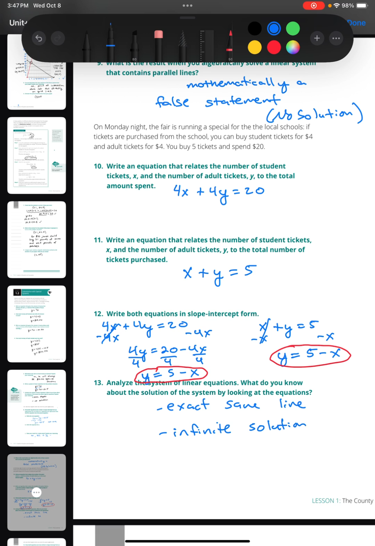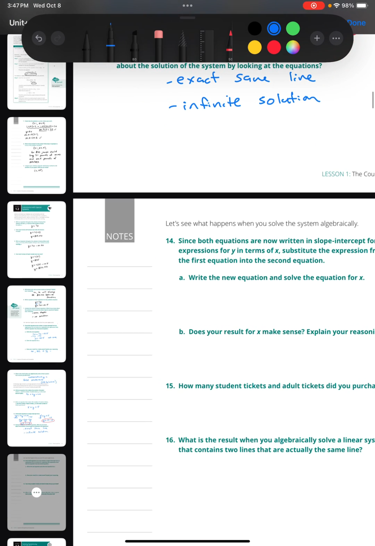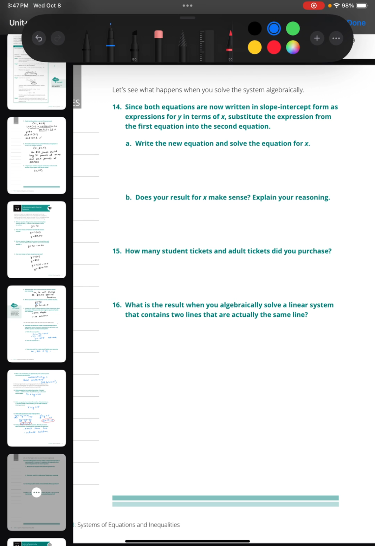Every single point on the line would be a solution because one line is essentially on top of the other line. It's the same line. Okay, so since both are now written in slope-intercept form as the expressions for y in terms of x, substitute the expression from the first equation into the second equation. So essentially we're going to prove now that there's infinite solutions. If we set those equal to each other, 5 minus x equals 5 minus x. Again, if we try to solve by adding x to both sides, our x's cancel, and we end up with 5 equals 5. Well, that is a true statement.